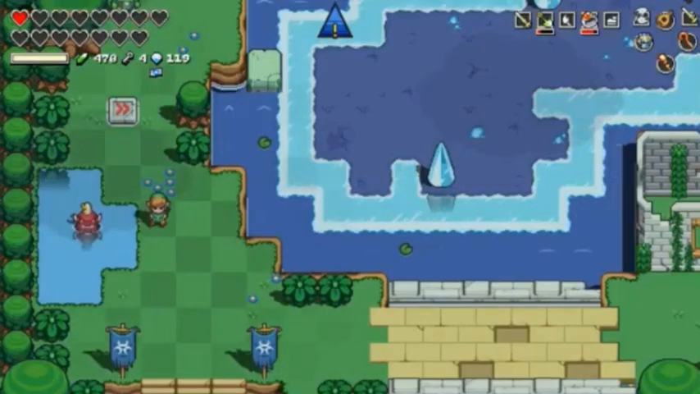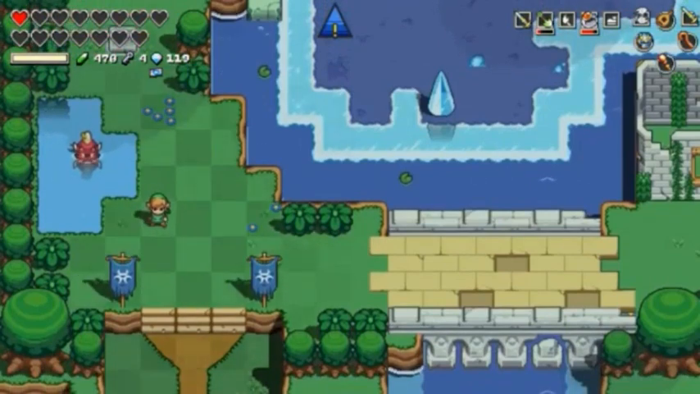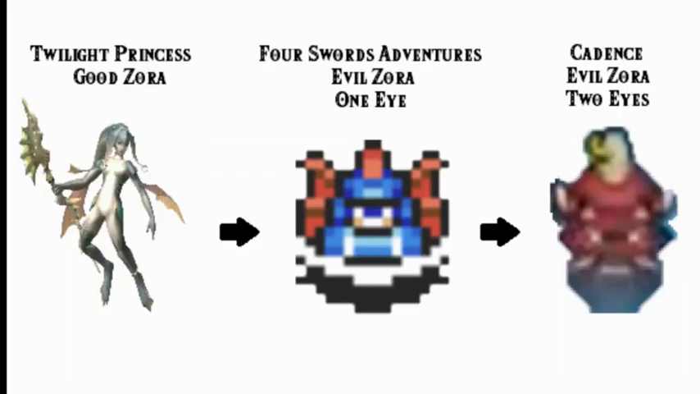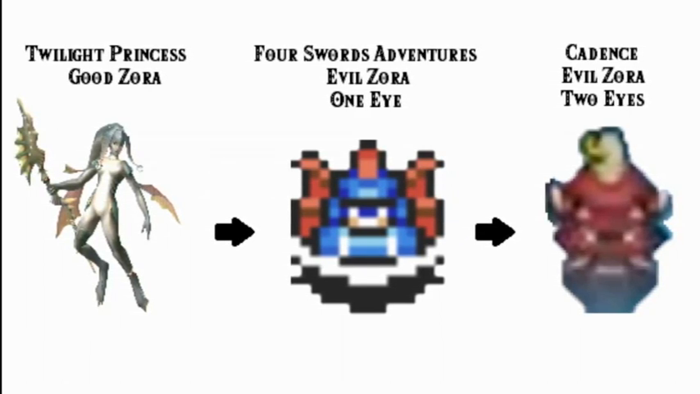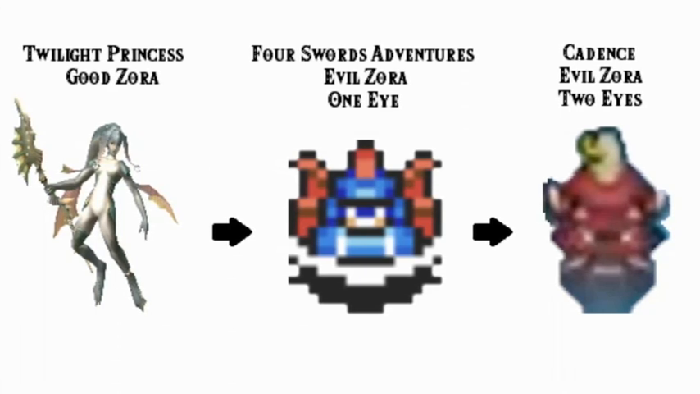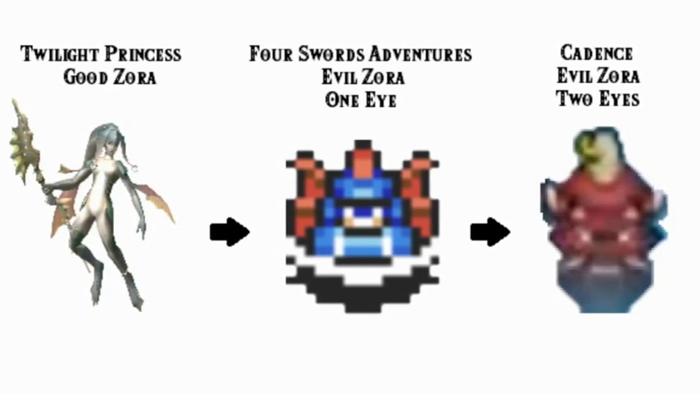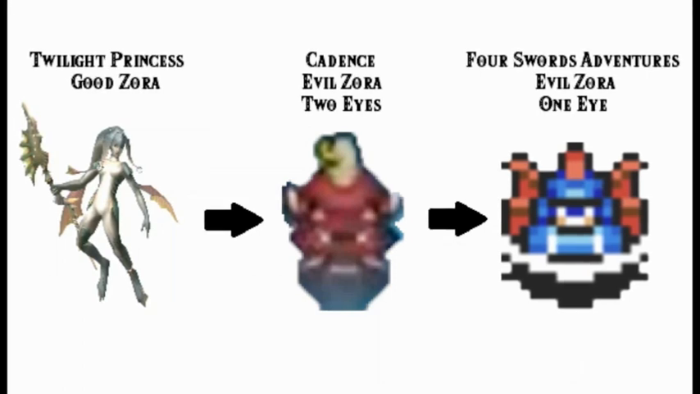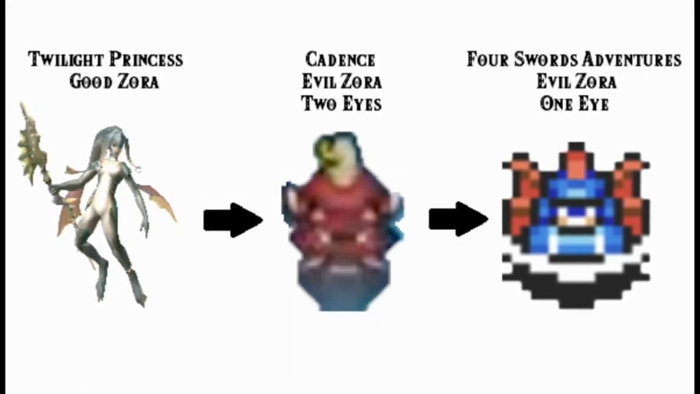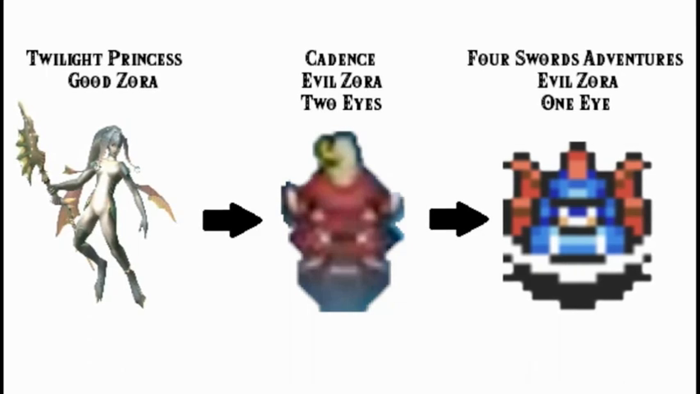be on Link's side. All that is to say that I don't think the evil Zora in Cadence of Hyrule are a lineage of those in Four Swords Adventures. If Cadence takes place after FSA, this would necessitate the Twilight Princess Zoras becoming evil, then evolving to have one eye in FSA, then evolving back to having two eyes in Cadence. This seems unlikely. If Cadence occurs before FSA, although it would probably solve the eye problem, and possibly provide a smoother transition for the good versus evil thing, it would create new problems, including the evolution of the Gorons.